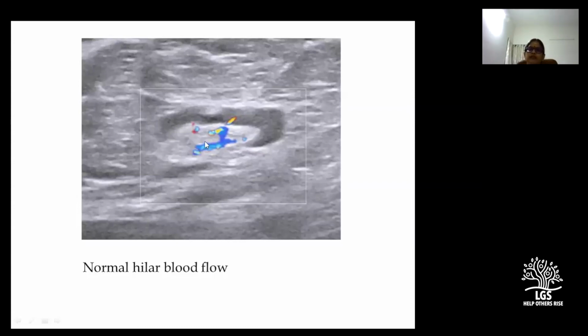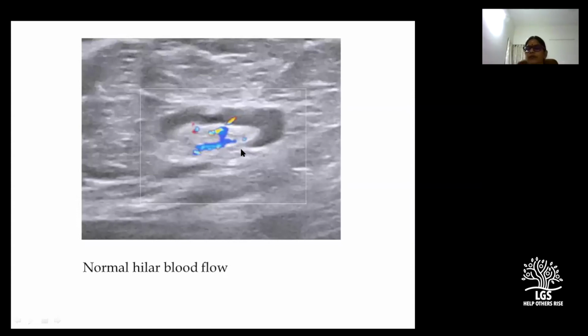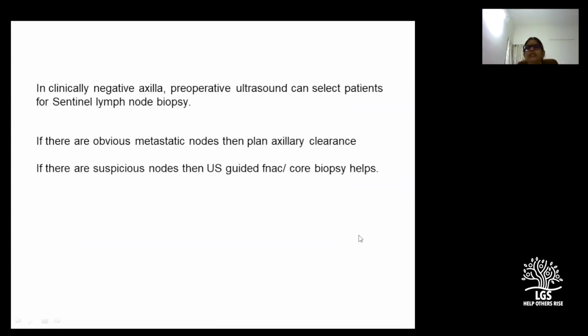And you see that fatty medulla, into which you see a blood vessel. This is a normal blood vessel that goes into the hilum. So in a patient in whom you don't feel any nodes clinically, and you do an ultrasound, the nodes look innocent. So these are the patients who should have sentinel lymph node biopsy. If they are obviously metastatic, then they should be planned for axillary clearance.